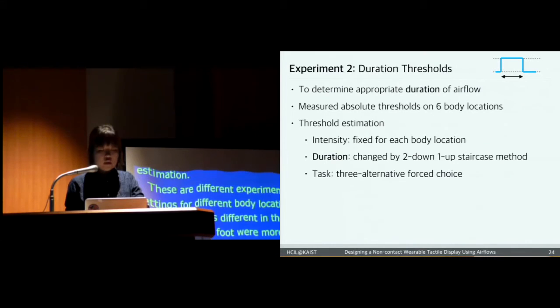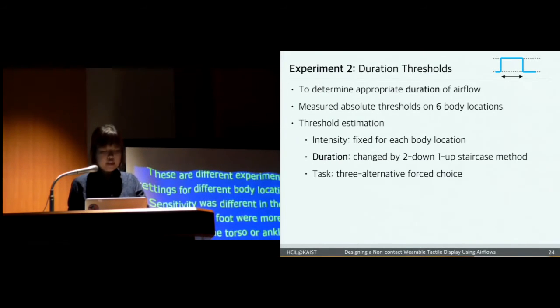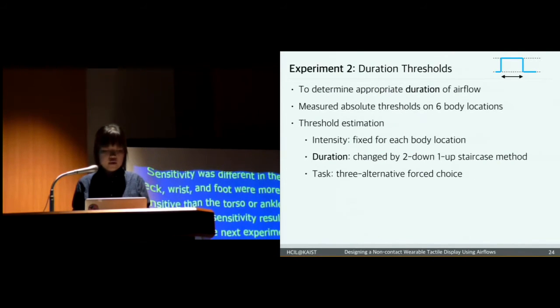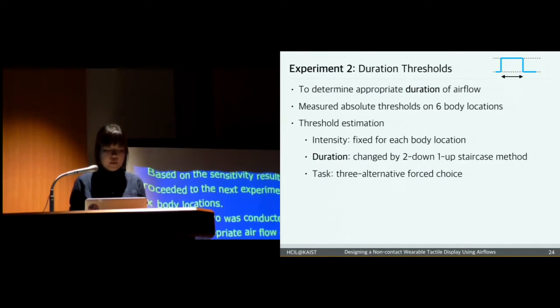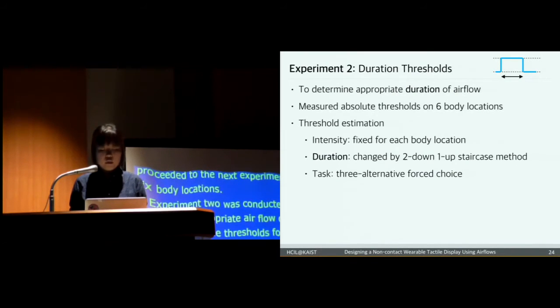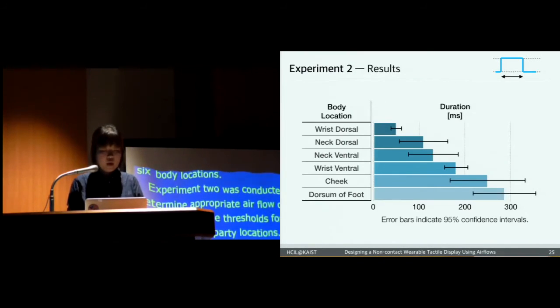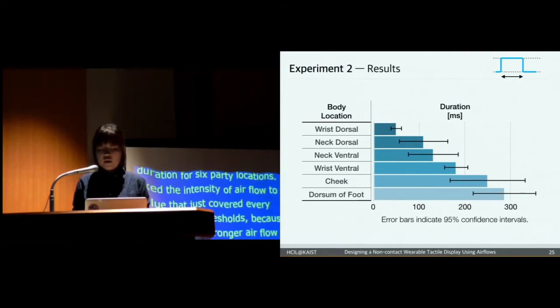Experiment 2 was conducted to determine appropriate airflow duration. We measured airflow thresholds for airflow duration on 6 body locations. We fixed the intensity of airflow to the value that just covered every participant's thresholds because it is clear that the stronger airflow is more detectable. The duration threshold was different for each body location. At all locations, airflow could be detected within 400 milliseconds. Based on this experiment, we selected the duration of the stimulus.